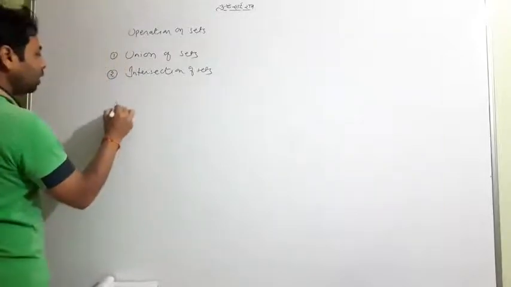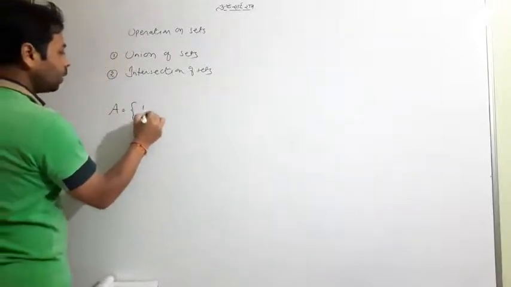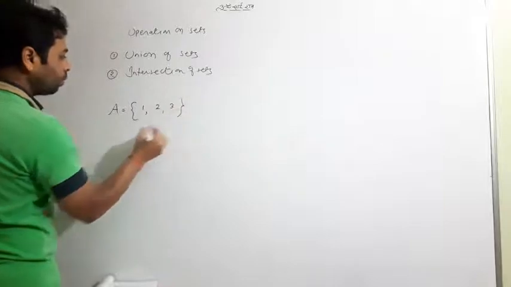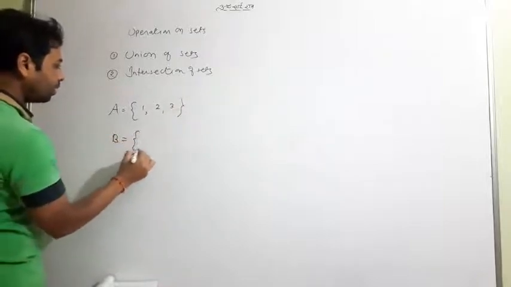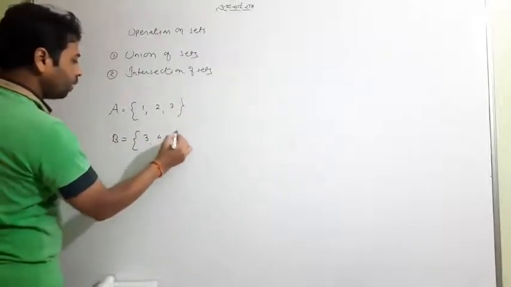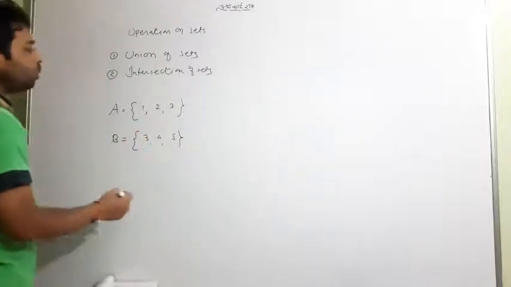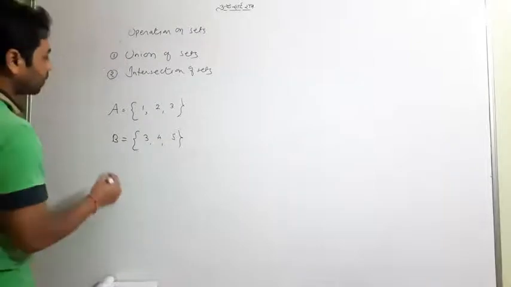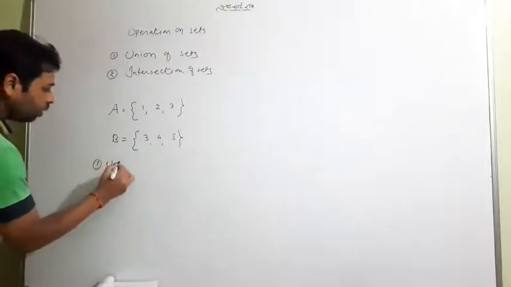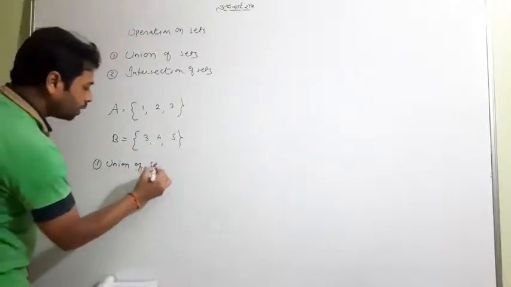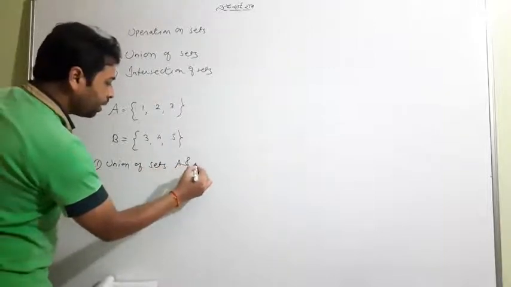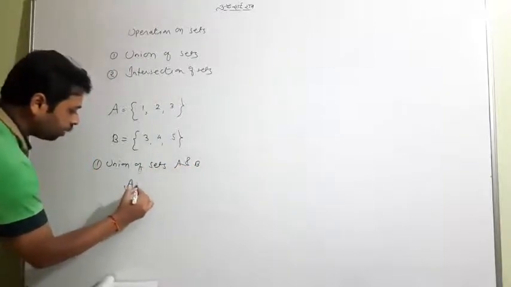This time only A, suppose, is 1, 2, 3. And suppose B is a set 3, 4, 5. We have these two sets. So first I want to introduce to you what the union of sets is. The union of sets A and B is given by A union B.